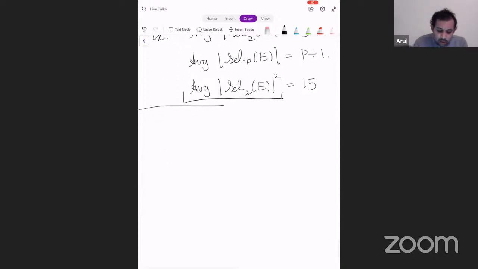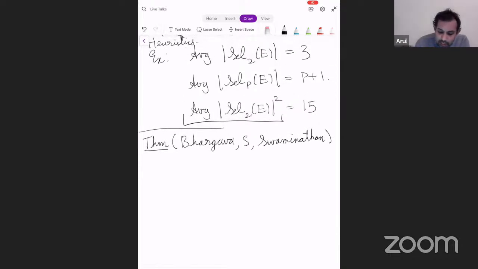Okay. So what I want to talk about is this recent result, which is joint with Manjul Bhargava, myself, and Ashwin Swaminathan. And what we prove is that the second moment, so the average size of the square of the 2-Selmer group, is less than or equal to 15.